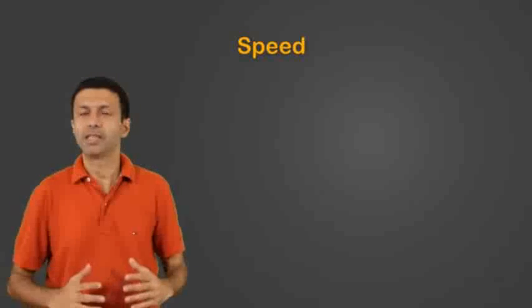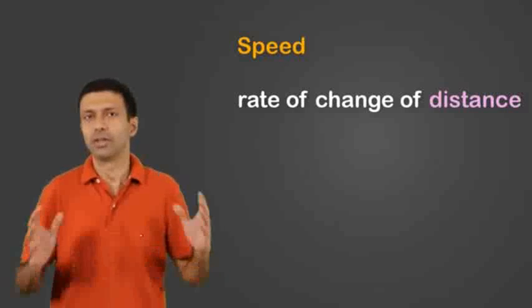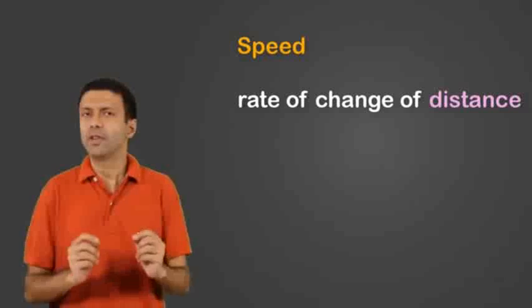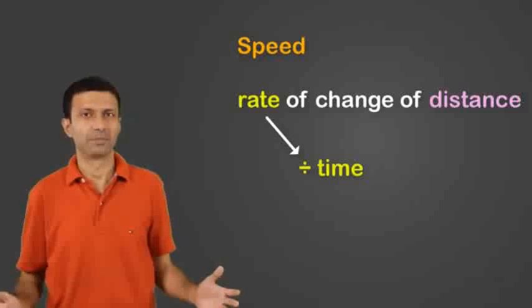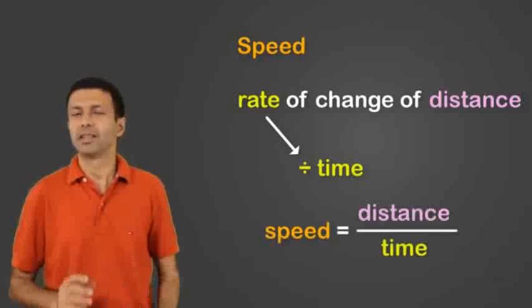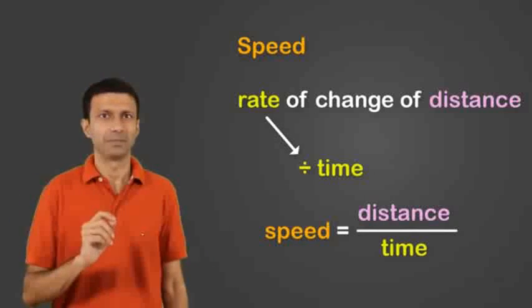Now let's talk about speed. Speed is defined as rate of change of distance. Now whenever you see this word rate, it means divided by time. So the formula of speed is distance by time. Now let's take a look at our example.